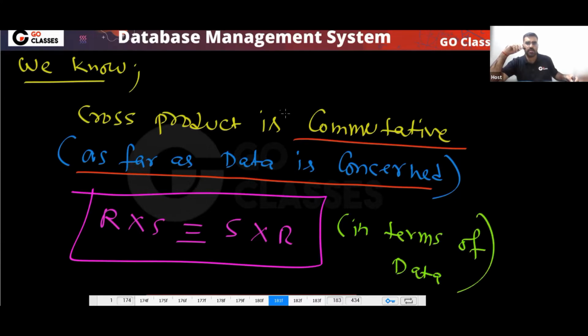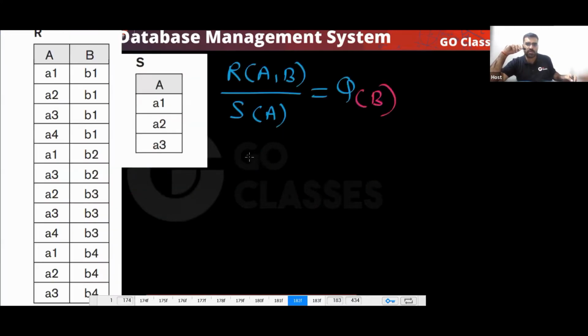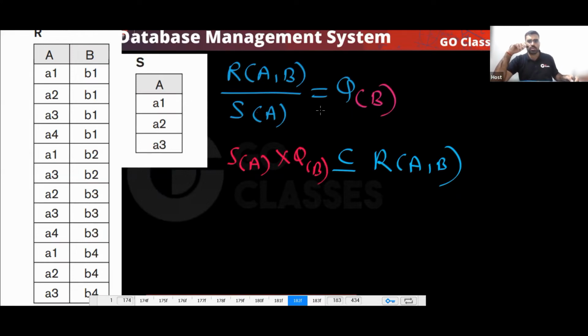Now here, for the quick purpose, remember ultimately what you want is R, which has A, B attributes. So you can write it in this manner. It will become easy for you. Yes or no?